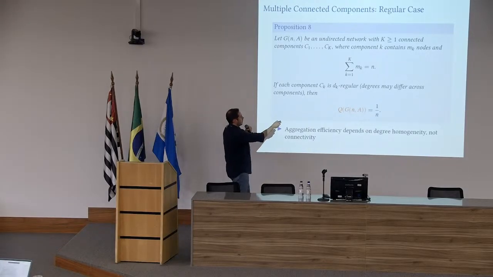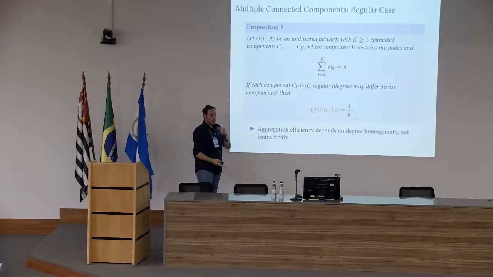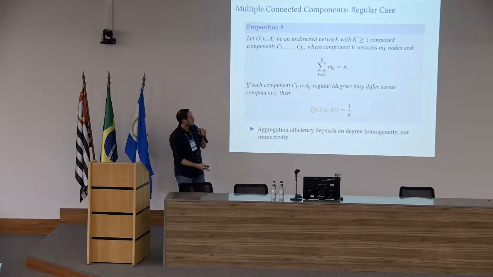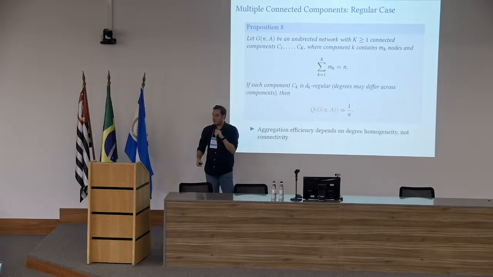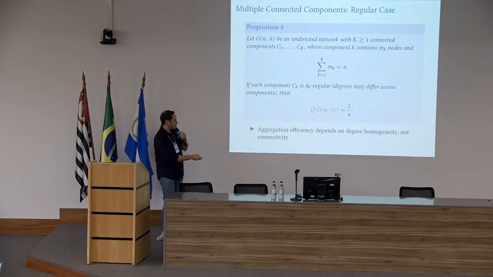Now, what I'm claiming is if each component C_k is d_k-regular, then the orange Q is still 1 over N. So this is not a matter of connectivity, it's a matter of degree of homogeneity. Okay.